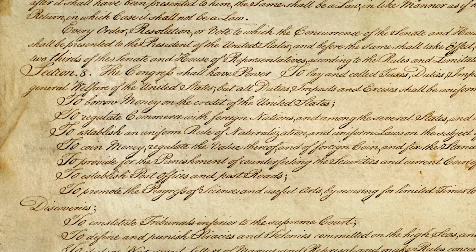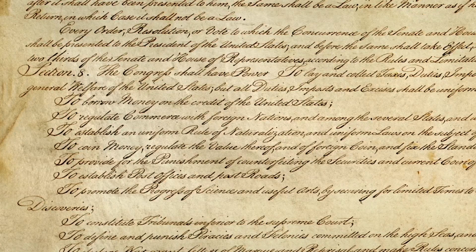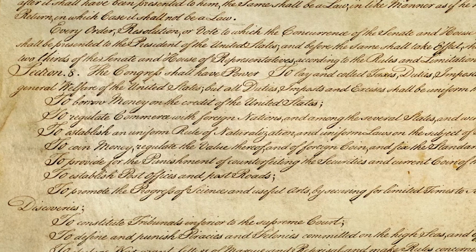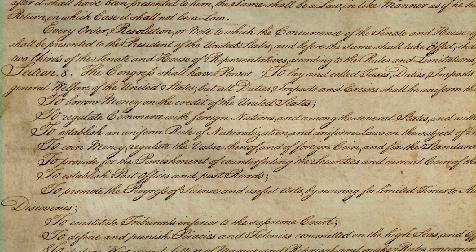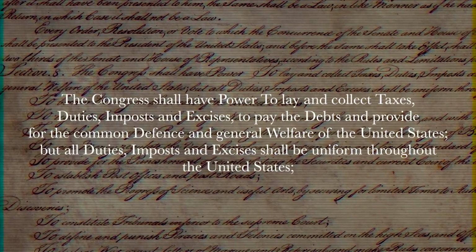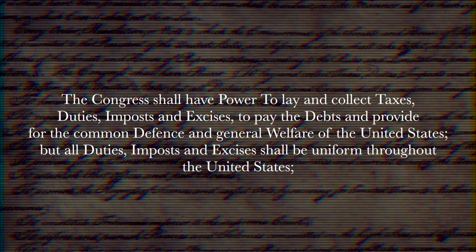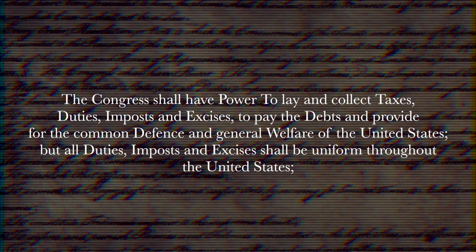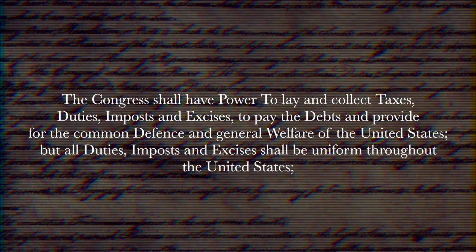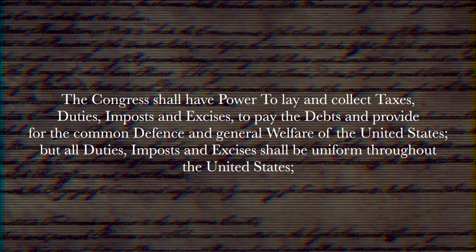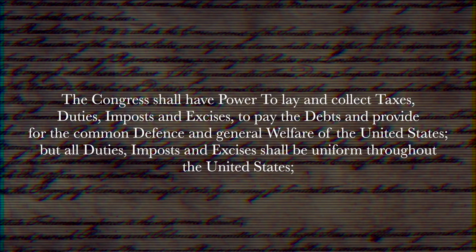So what are the enumerated powers of the government? If you look at Article 1, Section 8 of the Constitution, it lists the specific powers authorized to Congress. Let's look at the list. Clause 1 has an introduction. It says, "Congress shall have power to lay and collect taxes, duties, imposts, and excises, to pay the debts and provide for the common defense and general welfare of the United States. But all duties, imposts, and excises shall be uniform throughout the United States."